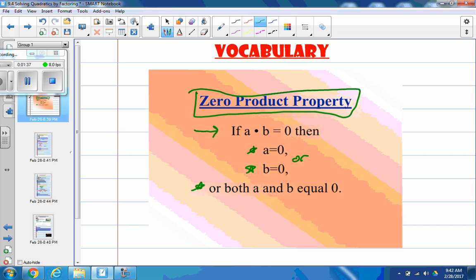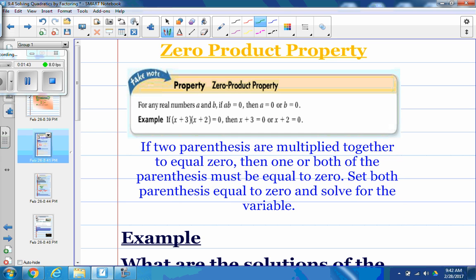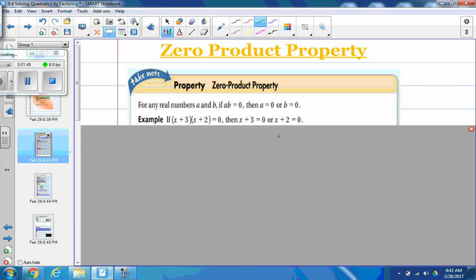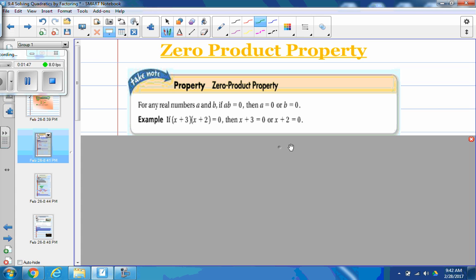We're going to set one factor of a quadratic, or both of them, equal to 0, because one of them has to be 0 at least. And that'll tell us what the roots, or the solutions, are. So here it is again, if you want to write it a different way. It says for any real numbers a and b, if a times b equals 0, then a equals 0 or b equals 0, or both.